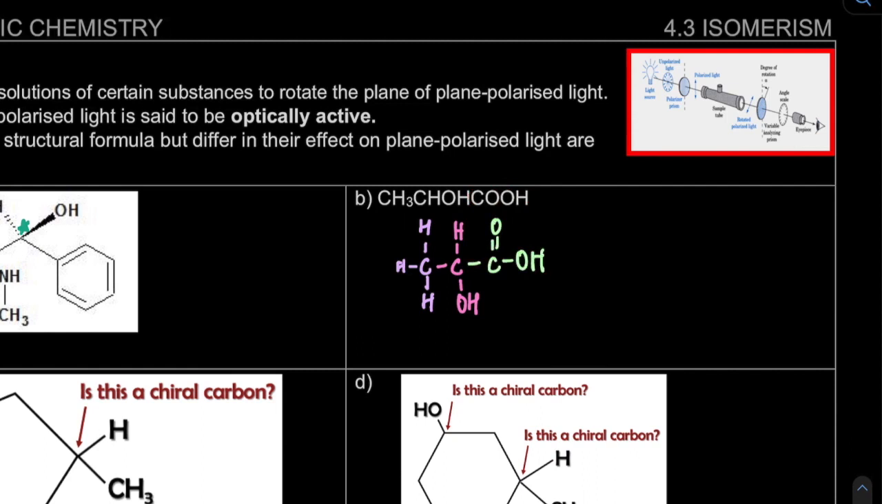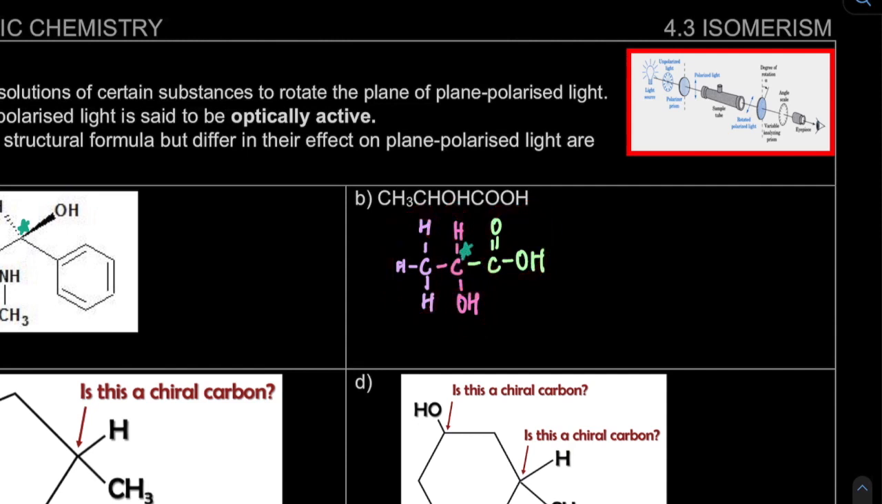Okay, remember that for the chiral carbon or the chirality center, check each of the carbon itself. So this carbon, can it be a chiral carbon? No, because it is attached to the same atom three times, right? So this is not a chiral carbon. Okay, so this carbon is attached to one OH, one CH3, one hydrogen, and another one C double bond OH. So here it has 4 different groups attached. So this is actually our chiral carbon.